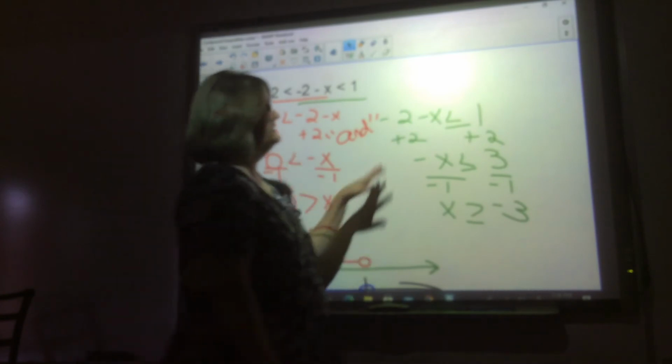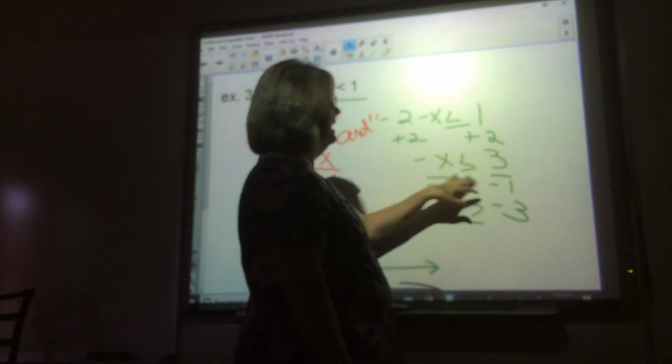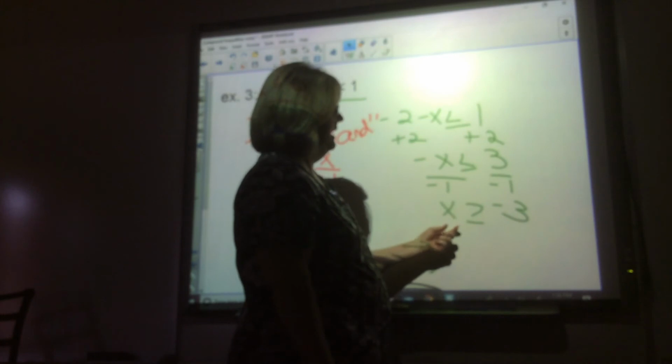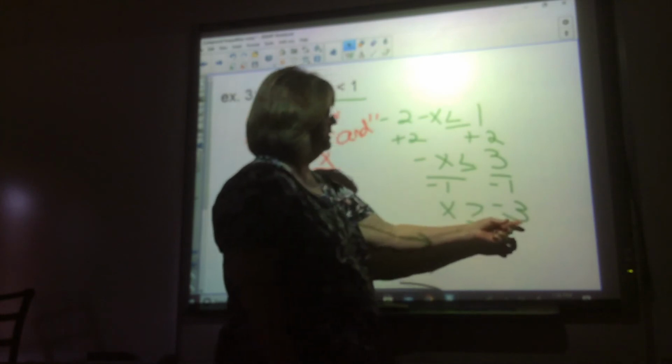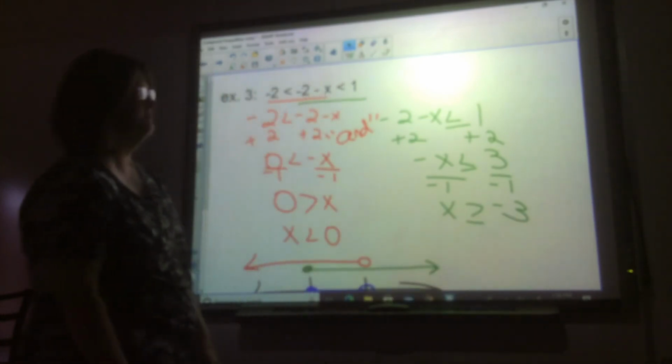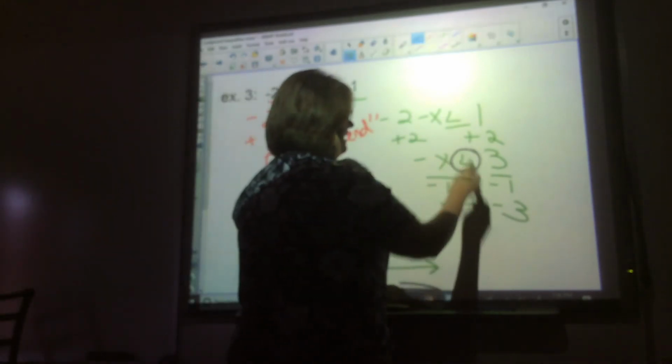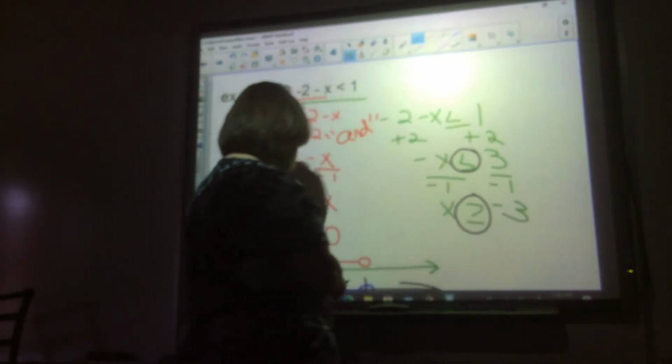Then I come over and I solve this one. Add 2 to both sides. -x is less than or equal to 3. Divide by -1. X is greater than or equal to -3. You have to flip the inequality sign on that one as well, because you're dividing by -1.